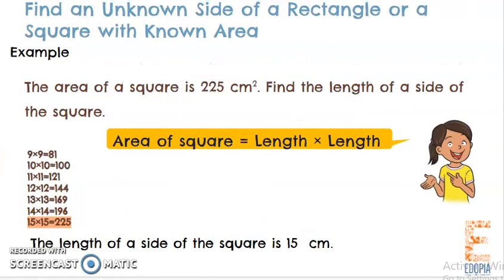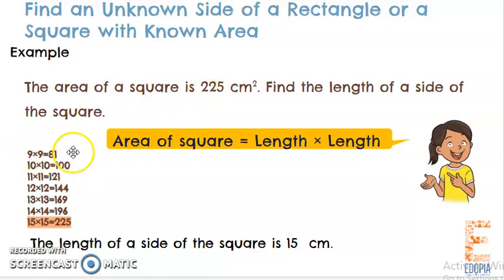Moving on to our next example, the area of a square is 225 cm square. Find the length of the side of the square. Now, my first step is area of square equals length times its length. To find the length, we need to find a number that when multiplied by itself equals 225 cm square. Now, let's start with 9. 9 times 9 equals 81. No, our answer is 225.